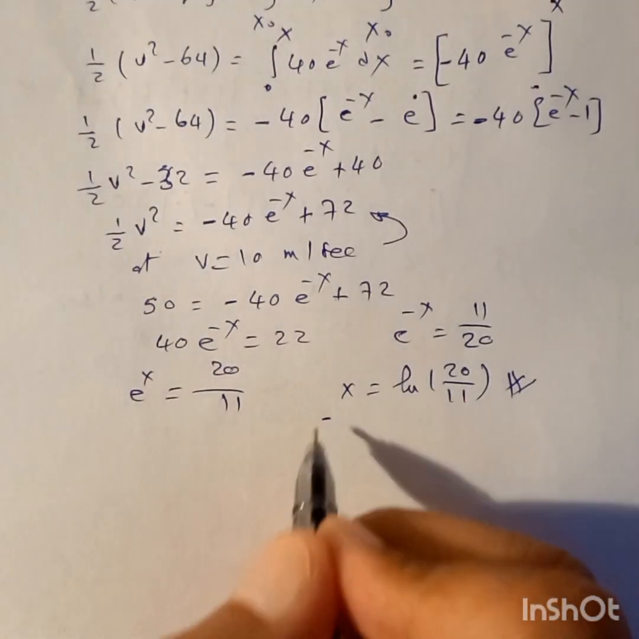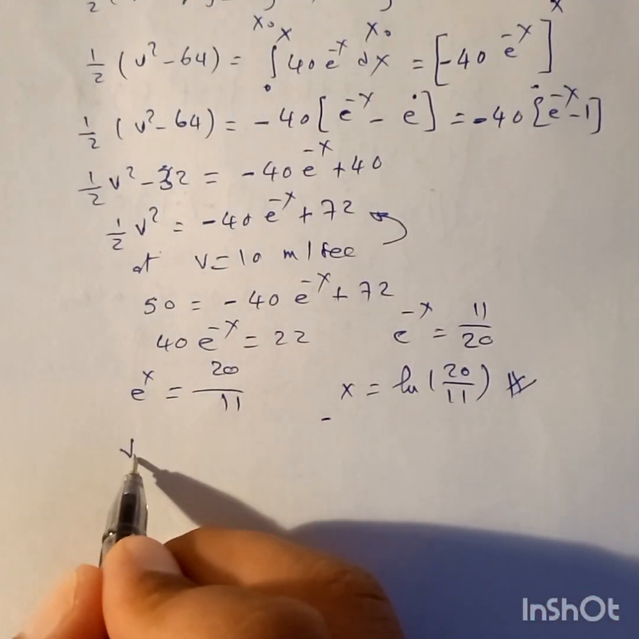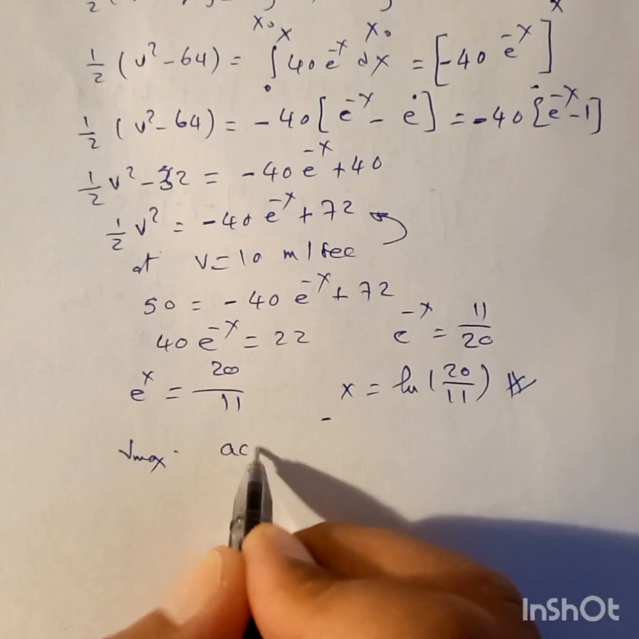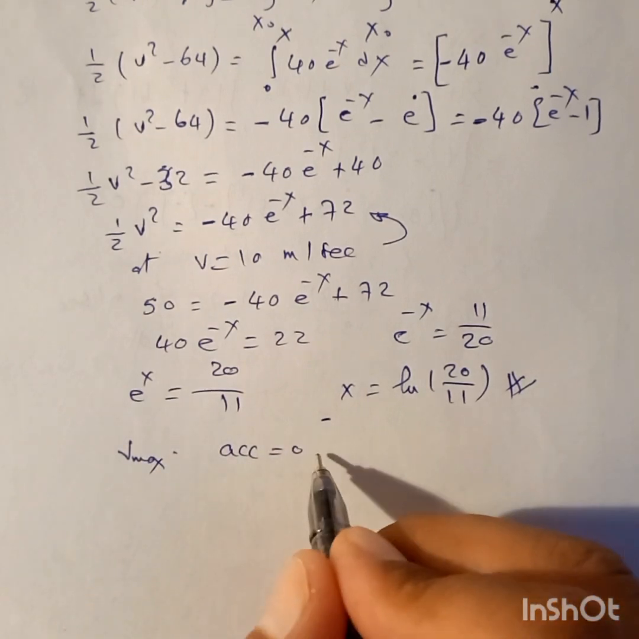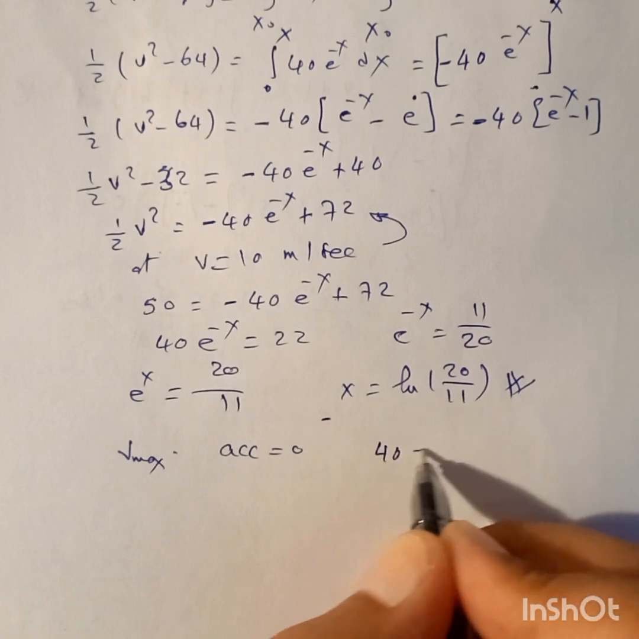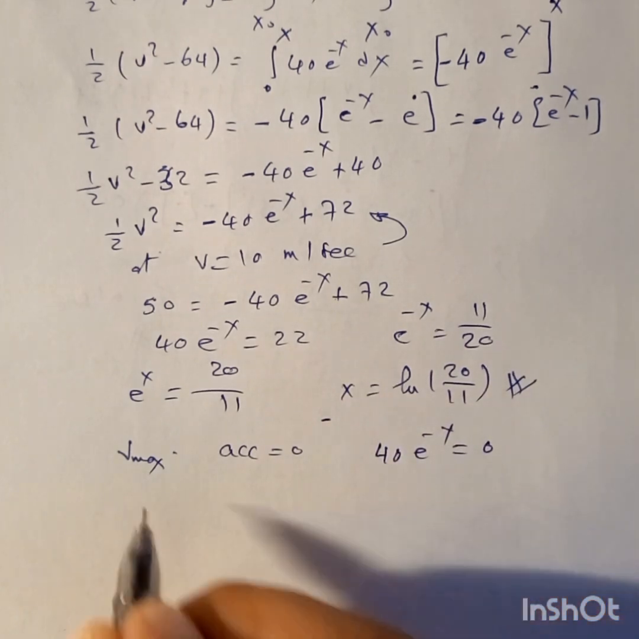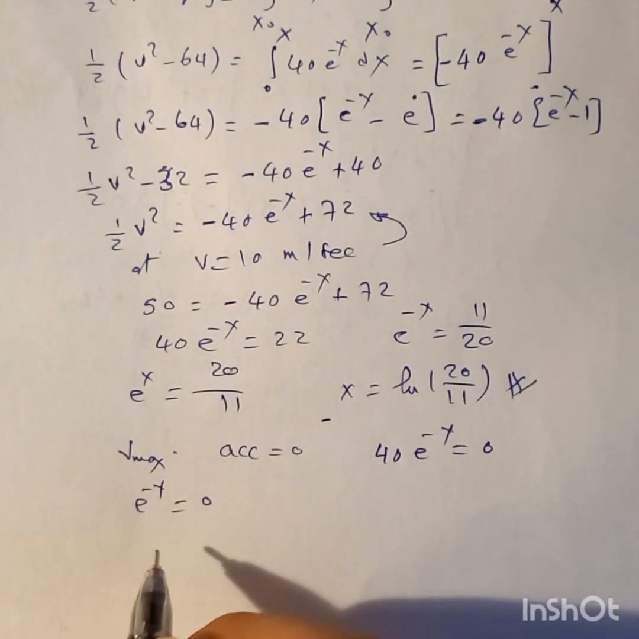Secondly, it's required to find the maximum velocity. Okay, v maximum is when acceleration equals 0, or dv/dt equals 0. Then we have acceleration equals 40 e to the power minus x equals 0. Okay, then e to the power minus x equals 0.